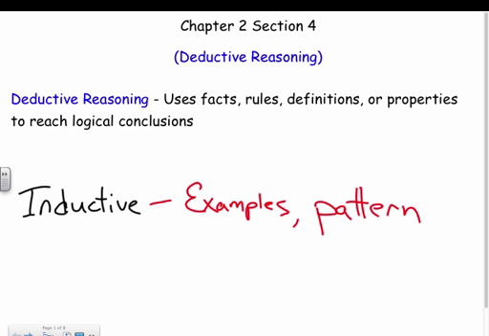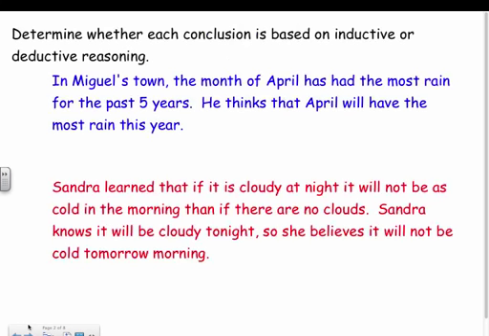Where deductive, we're going to use facts, rules, definitions, or properties to reach logical conclusions. So we actually want to use factual information, not looking at patterns or examples of what's happened, but things that we know for sure. So it's different between the two here. Determine whether each conclusion is based on inductive or deductive reasoning.